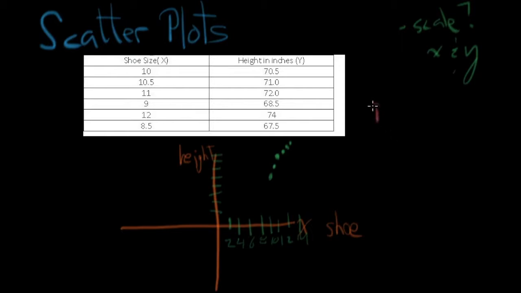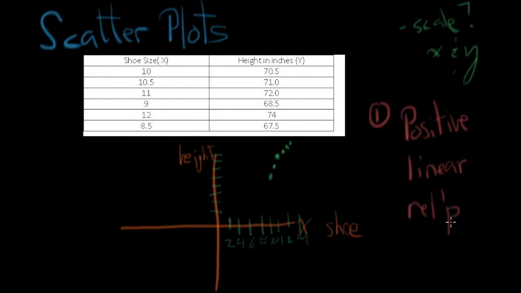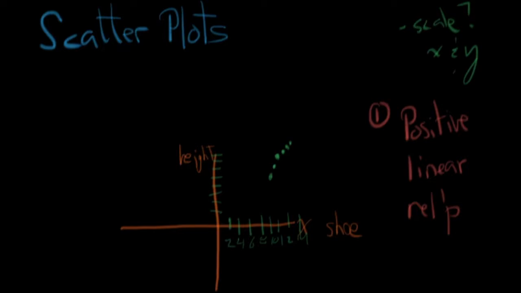The first one, of course, is going to be a positive linear relationship. That's the first one that you're going to see there, and that's what this is basically. You can see that as the shoe size goes up, your height goes up, and that makes sense intuitively, hopefully. What other trends might you have? The first one is that positive linear.